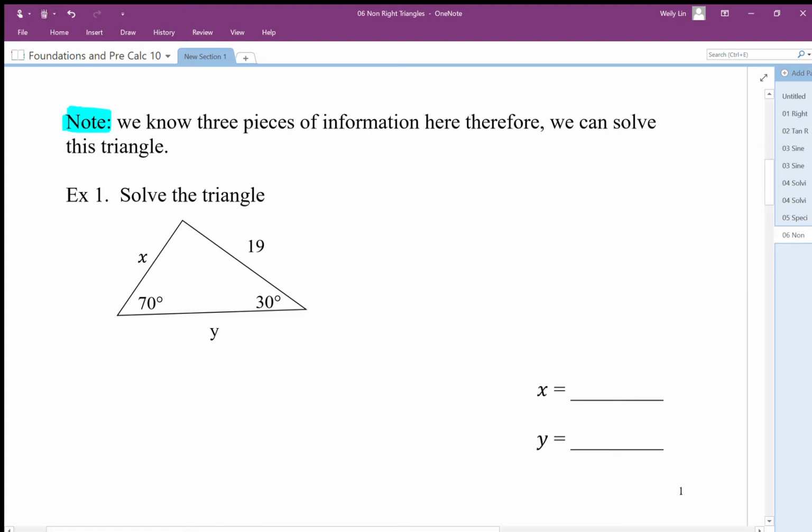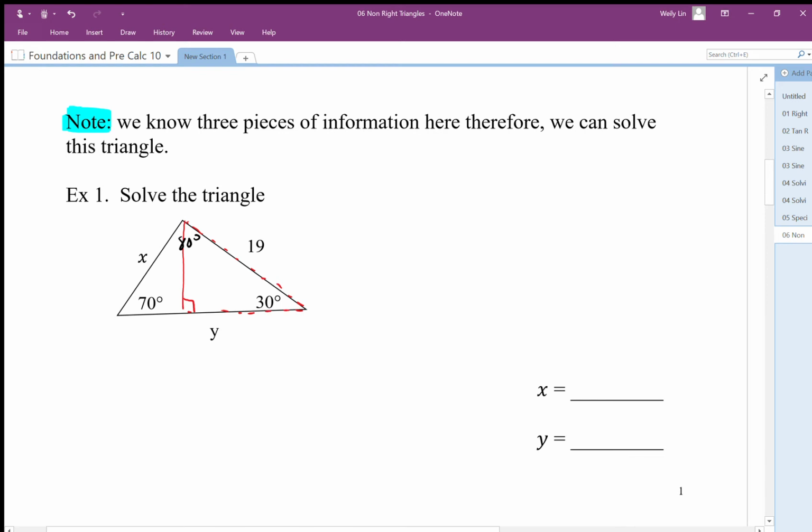The problem is it's not a right triangle, so we can't use trig based on these angles and these sides yet. However, we could solve for the third angle. So if this is 70 and 30, this angle in here is going to be 80 degrees. We can do that by deduction. The other part then is we can take this triangle and create a perpendicular line to generate a right triangle. I'm just going to highlight this red triangle on the right hand side here.